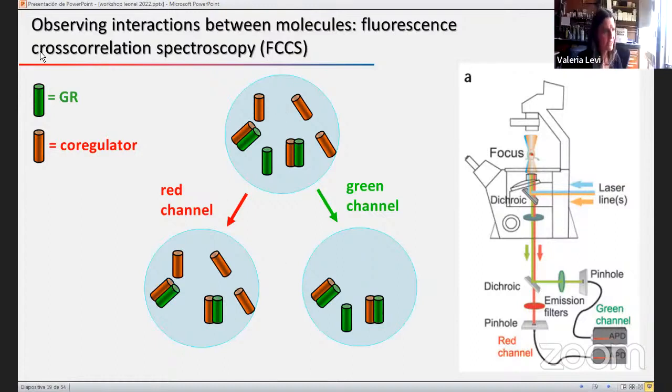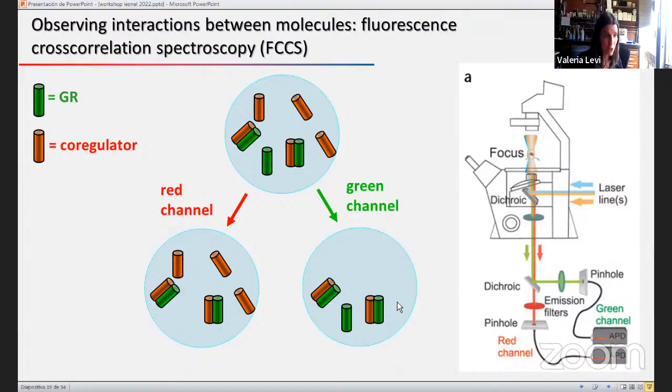So very rapidly, here, for example, you have the receptor bound to a green dye. We're going to analyze the interaction with the co-regulator, in fact, the co-activator, which is labeled in red fluorescence. So in the microscope, we use two laser lines to excite both of them, and then we collect in independent detectors the green fluorescence and the red fluorescence.